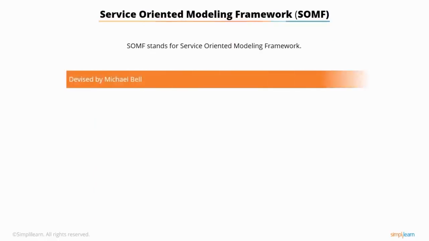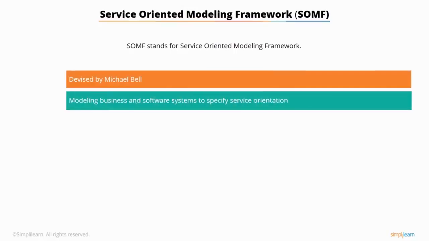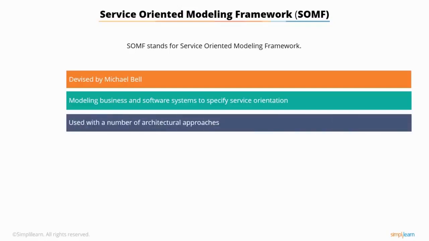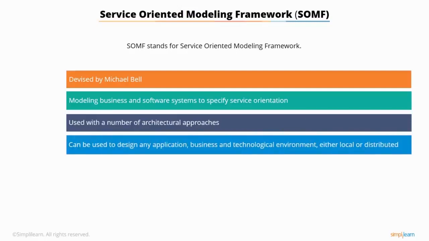A third model you might consider, devised by Michael Bell, is the Service-Oriented Modeling Framework, often simply called SOMF. It allows you to model business and software systems to specify service orientation. In other words, we look at what services the business provides, what services specific systems within the business provide, and that perspective allows us to better understand the business itself. It can be used with any number of architectural approaches. In other words, you can combine it with the Sherwood model we just looked at. It can also be used, in addition to prepping an audit, to design any application, business environment, local or distributed.